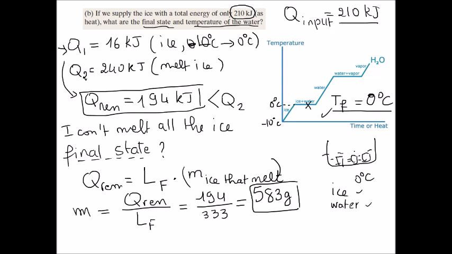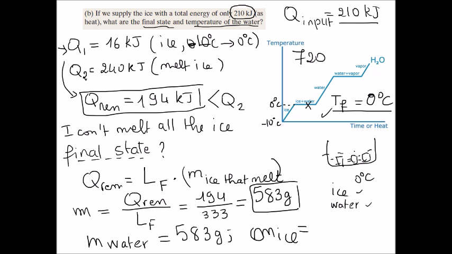In other words, what is it? That's the mass of water. So the mass of water, liquid, 583 grams. What is the mass of ice that remains ice? Well, that's the rest. Just to remind you, we started with 720 grams of mixture. So what is remaining? That's the difference. That's 137 grams. So that's the final state.